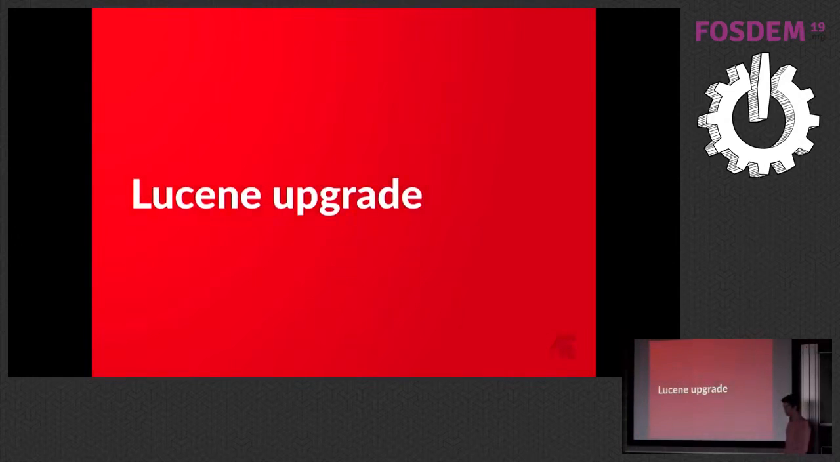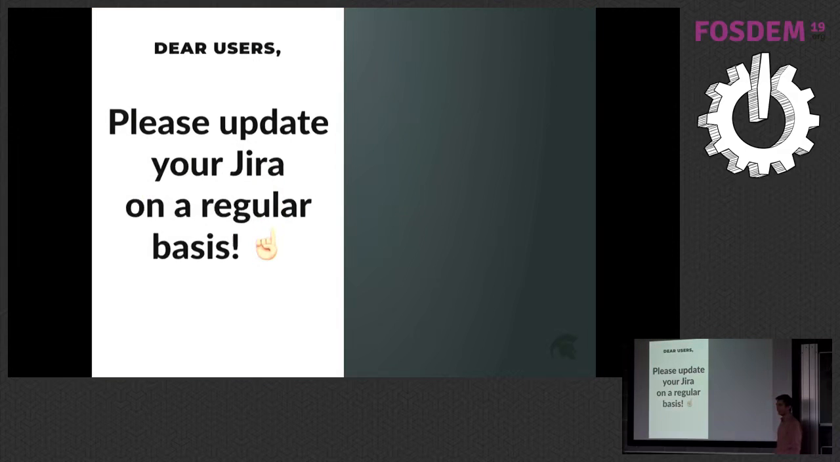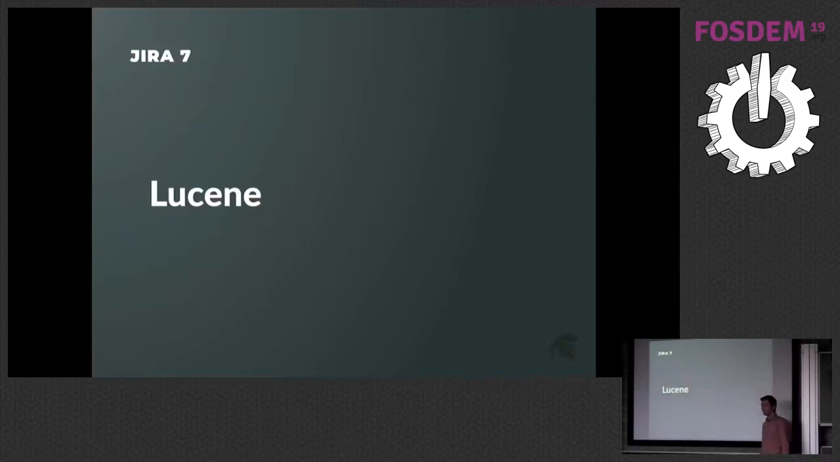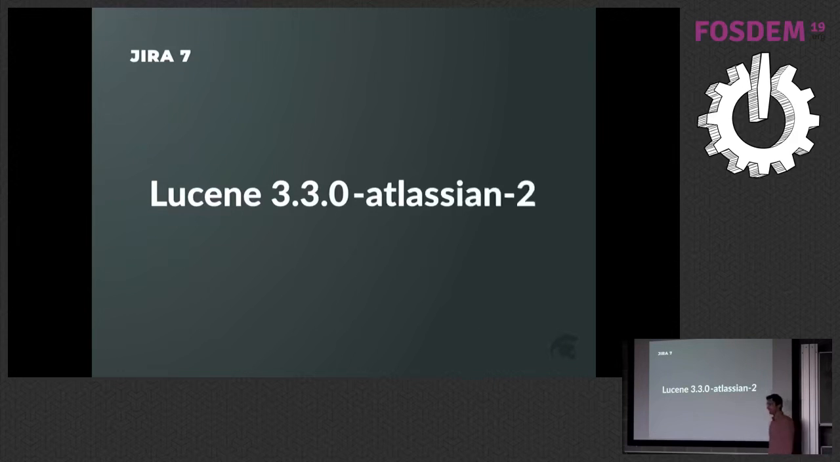And let's move to the main part of this talk, which is Lucene Upgrade, because it's so important. We should be really up to date with what Lucene offers us. In fact, we tell our clients to update Jira regularly. We say, get the latest version, get bug fixes, get new features. But unfortunately, we don't always practice as we preach. And if you look at Jira 7, it comes with Lucene 3.3, which was released in 2011. To make matters worse, it's a -Atlassian-2 version, which contains two crucial bug fixes ported from version 4.